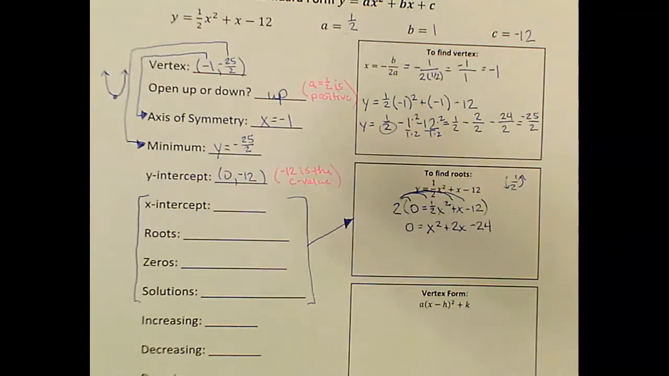What would you like to do? Would you like to factor, quadratic formula, or complete the square? It is up to you, your choice. I'm going to pause my video. You should do the same and use one of those methods, factoring, completing the square, or quadratic formula, to get the x values for the x-intercepts, roots, zeros, and solutions. So try to complete that part of the process. Pause your video.